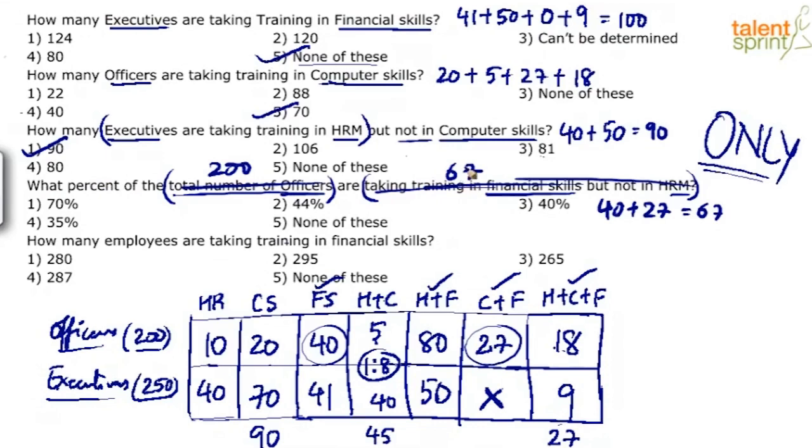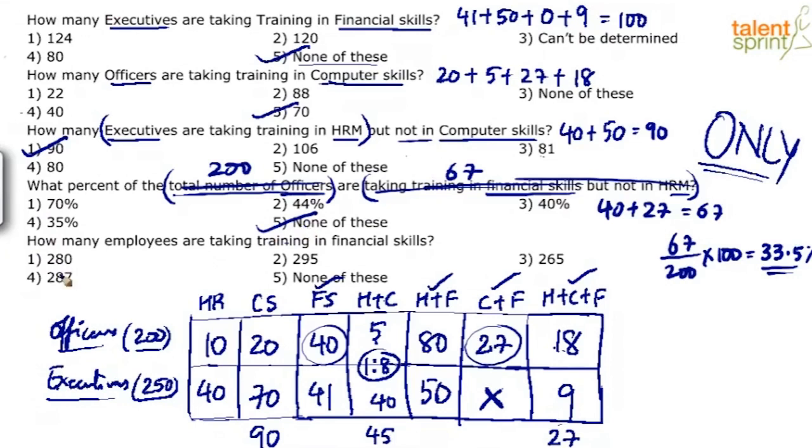The answer remains x by y, in 200. So your answer should be 67 by 200 into 100, which is a very simple calculation, right? Half of 67, which is 33.5%. 33.5%, which option? Option 5, none of these.